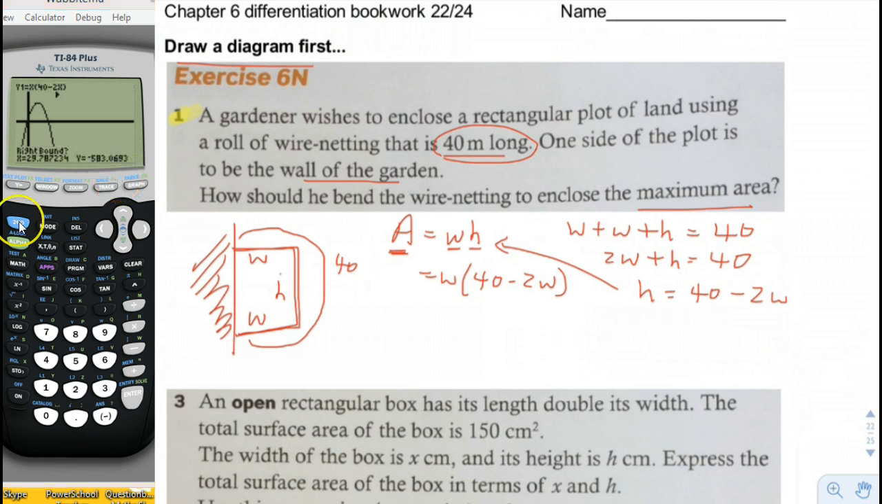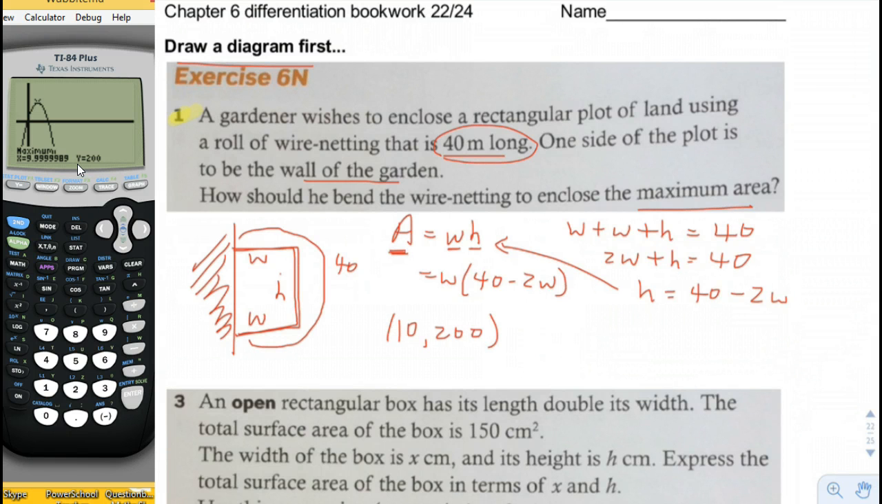Okay, so we'll do second calc, and we're trying to find the maximum. And so the left bound, let's try to go, oh, there's the cursor, and then we're going to go a little bit to the left of the maximum, we hit enter. We go a little bit to the right of the maximum, we hit enter. And then we guess, and then the answer is going to be 10, 200.